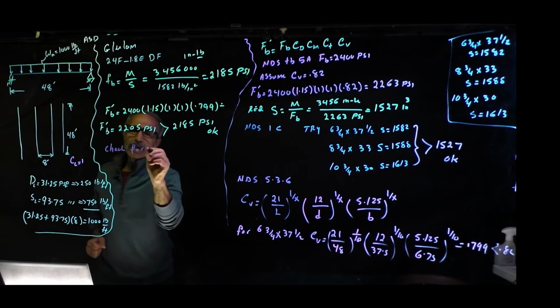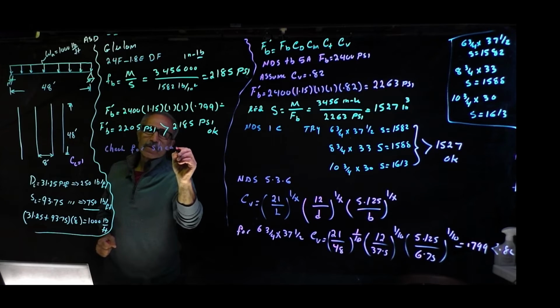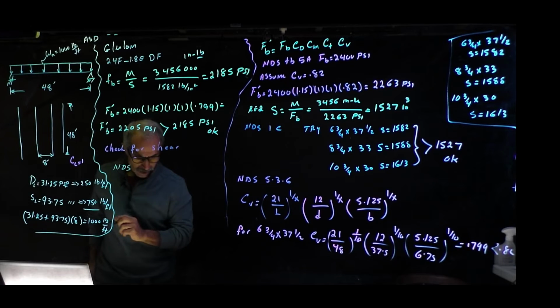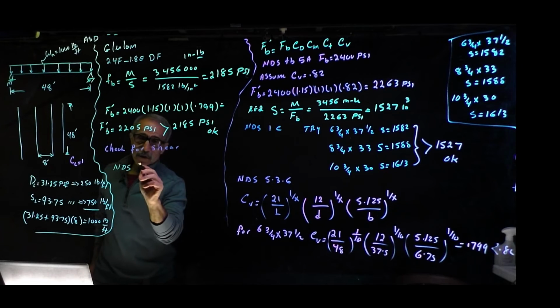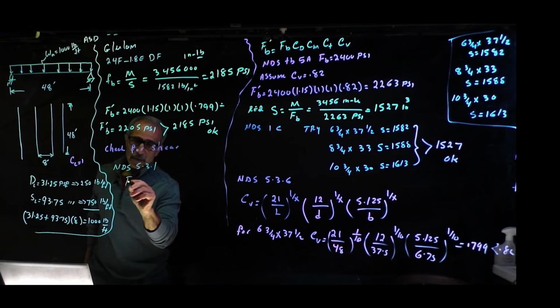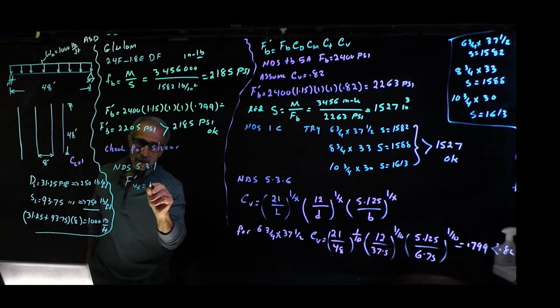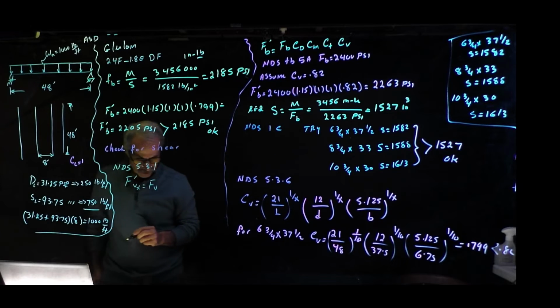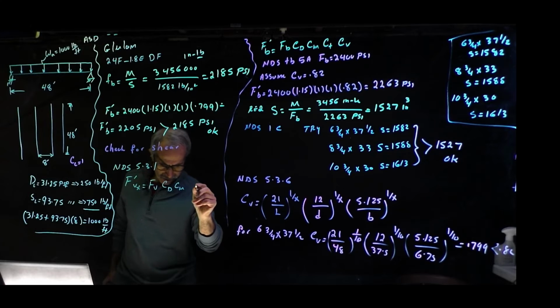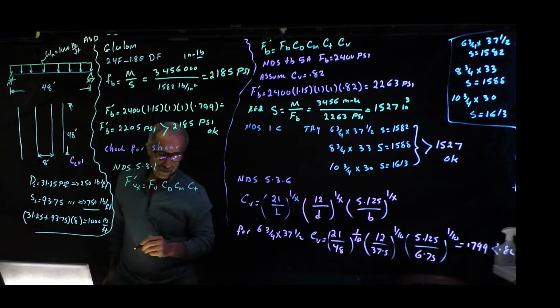Check for shear. Yes. Same table, 5.31, if you remember. We're going to have a shear capacity, F prime V X, equal to F V times the adjustment factors CD, CM, and CT.